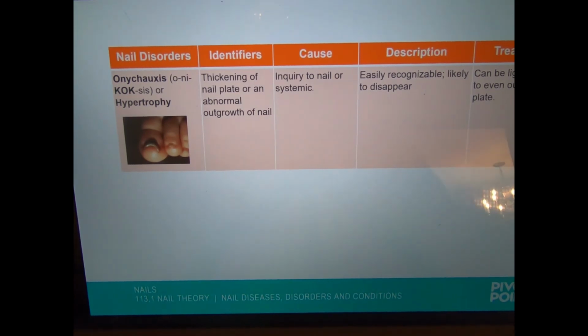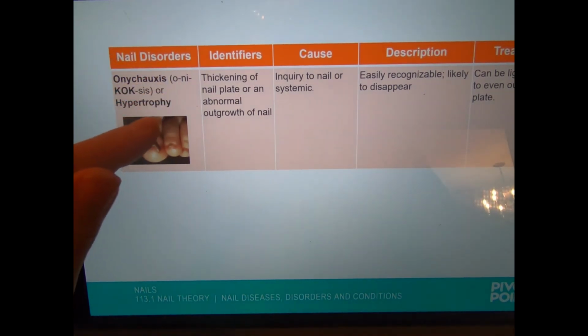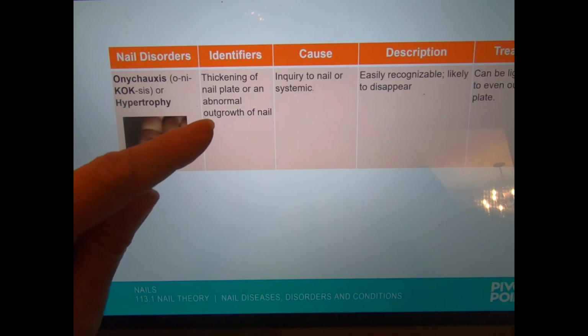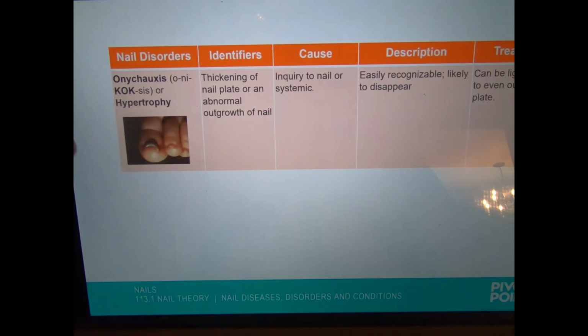Onychauxis or hypertrophy, say these two together. So if something is hyper, it is too much. So you have a thickening of your nail plate. It gets very, very thick. Again, this is something very common in older people. You can buff it to even it out. That will make it much better.